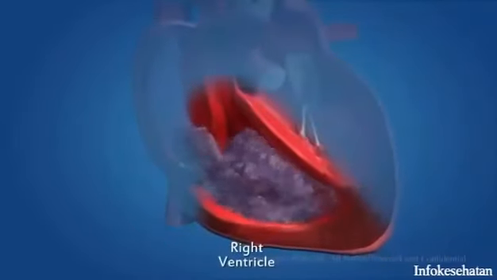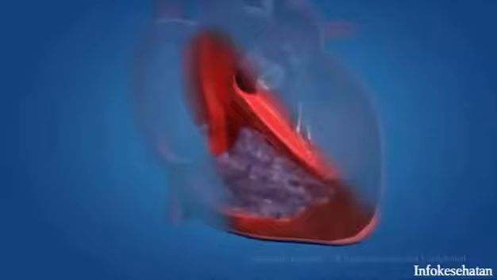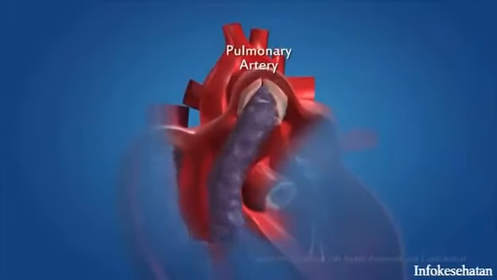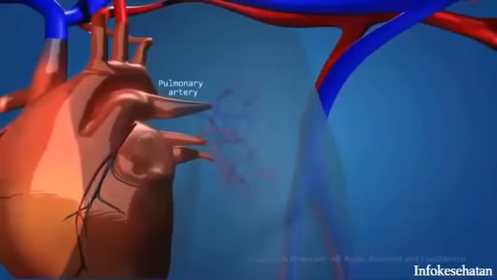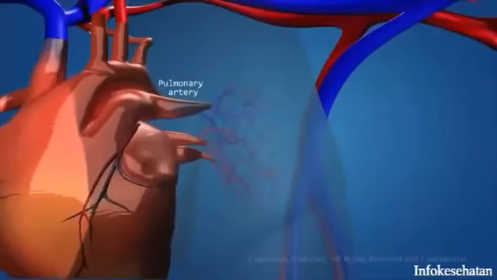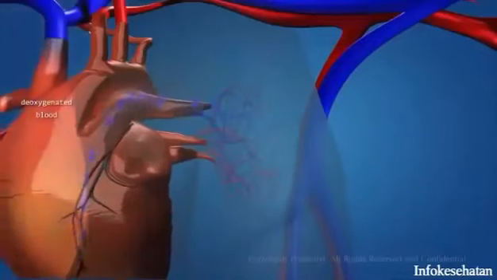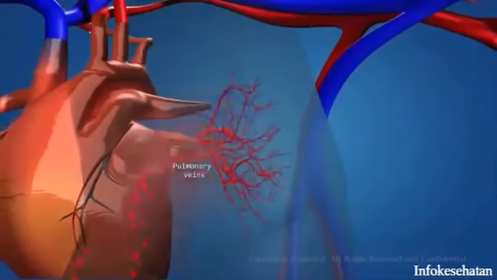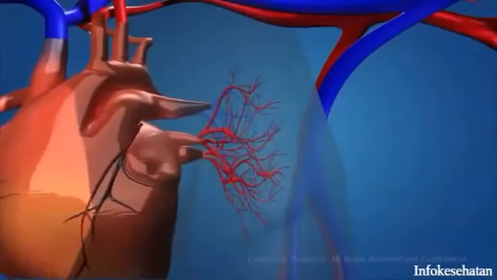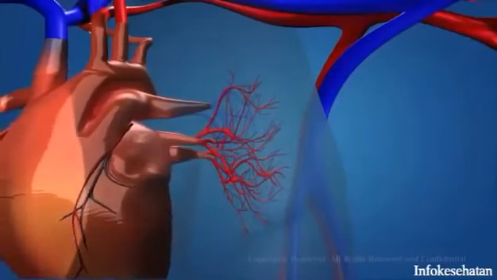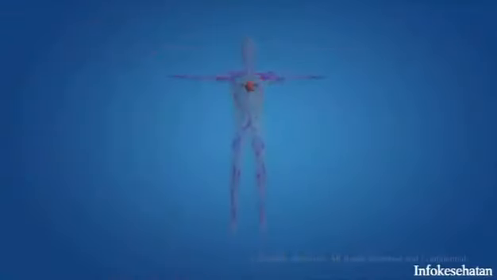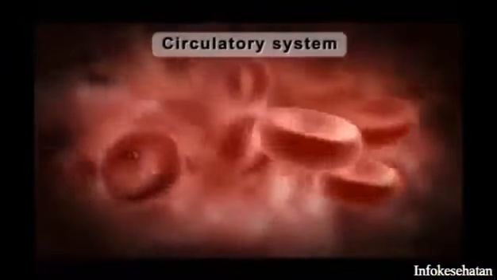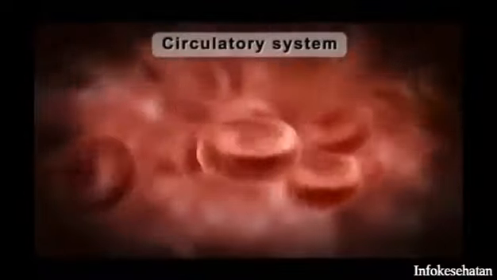The right ventricle then contracts, pushing the blood into the pulmonary artery. The pulmonary artery carries the deoxygenated blood to the lungs for oxygenation. The lungs oxygenate the blood by exchanging gases, and it flows back into the heart through the pulmonary vein, and starts the cycle again.